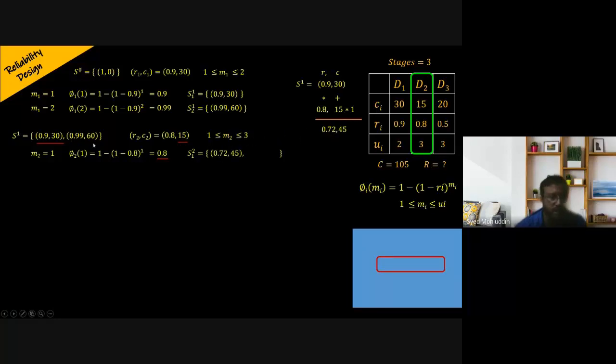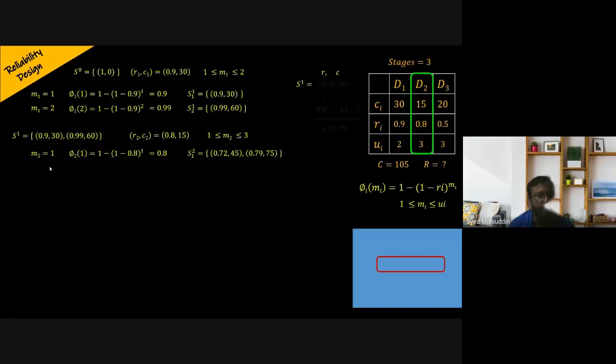Then we have another element in the set, 0.99 and 60. Even for this, we multiply the reliability and add the cost. The cost is nothing but 15, and here also we are using only one device at this stage, which gives us the value 75. So this tuple becomes the second element of S21.